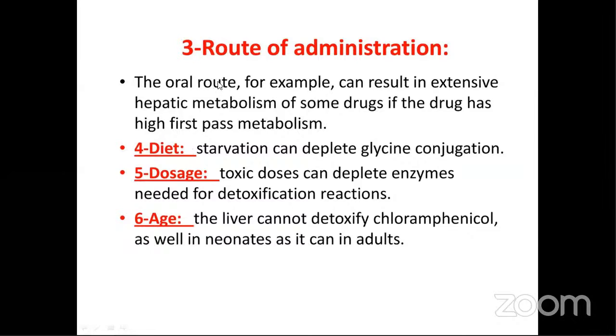Suppose in case of diet, starvation can deplete glycine conjugation. If you are in a hungry stage, starvation is there, you are not getting food properly, so glycine conjugation is inhibited. There is less glycine conjugation. This is a conjugation reaction in phase 2. In that case, it is depleted during starvation if you are not getting suitable foods or nutrition.